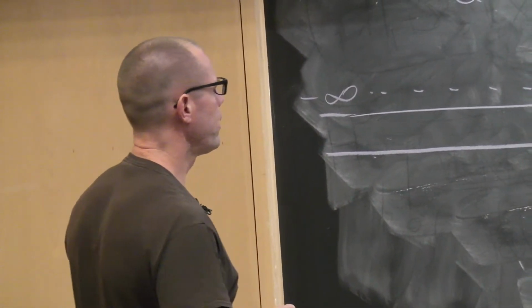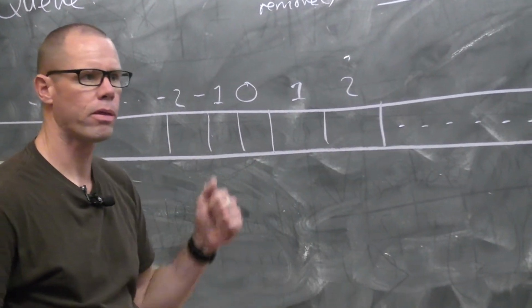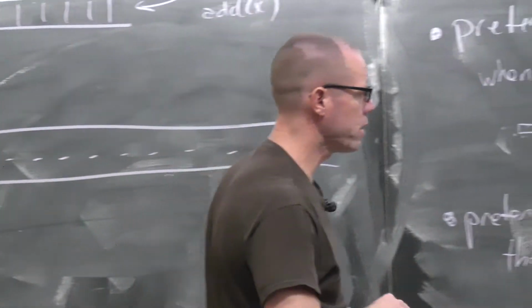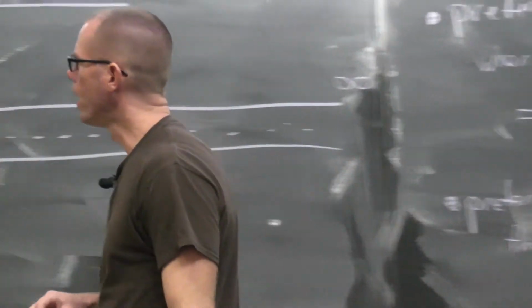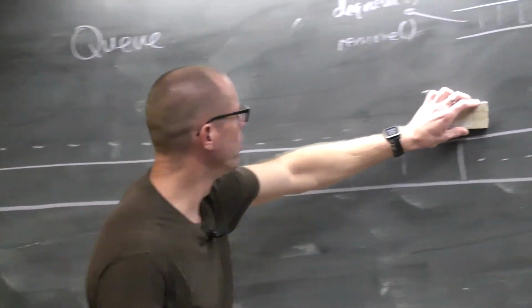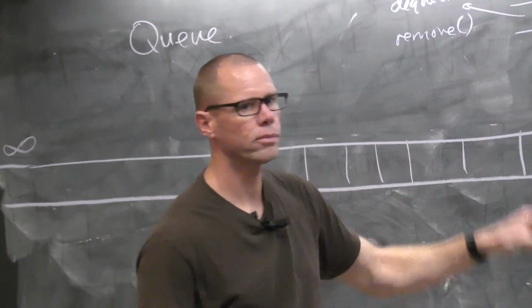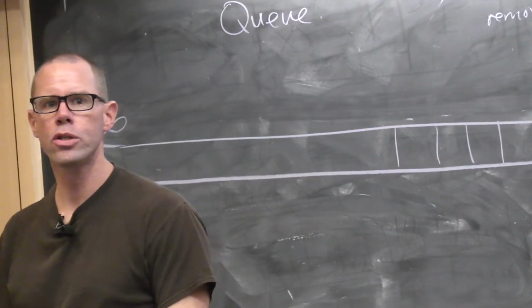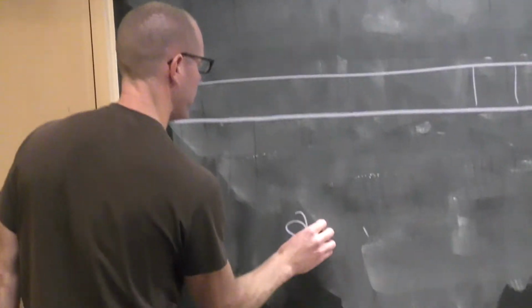Okay, now, what if we have this nice infinite array to work with? Can we make that work for us? So I want to implement a queue using an infinite array like this. So any suggestions? So I have this infinite array A.